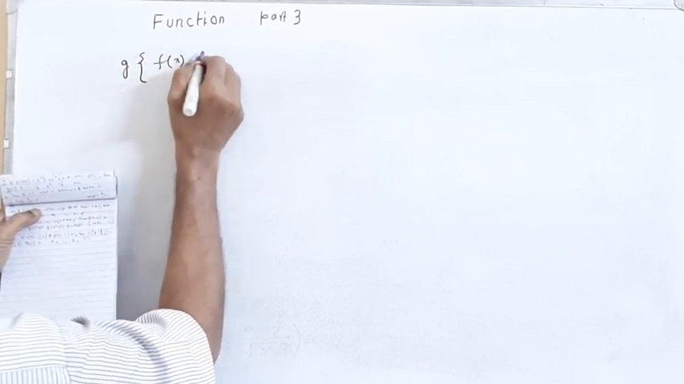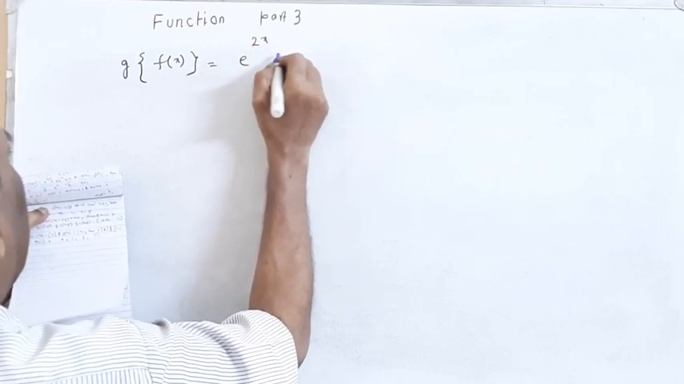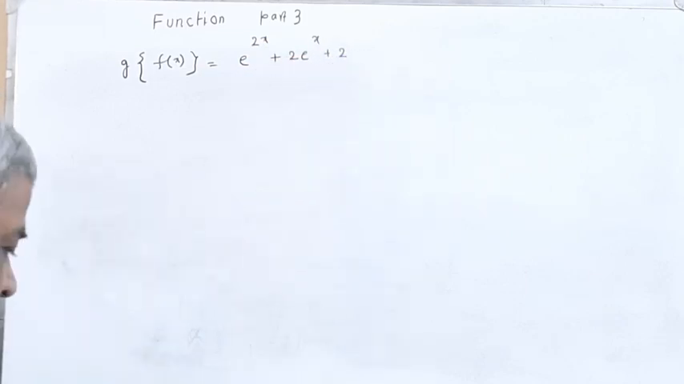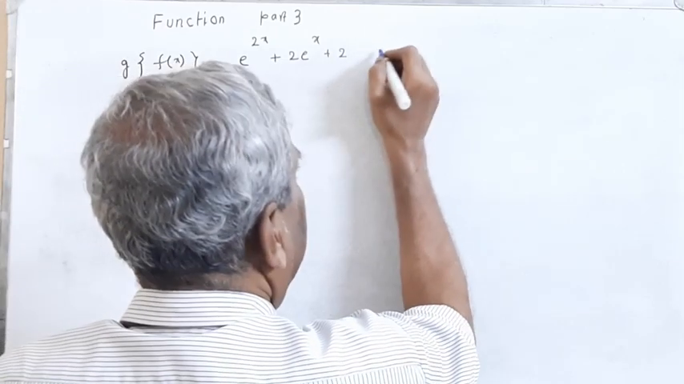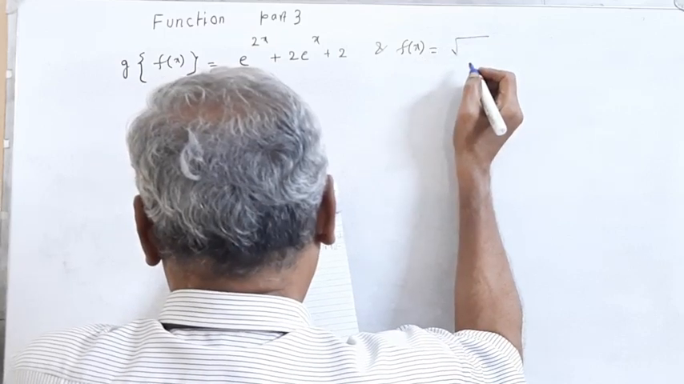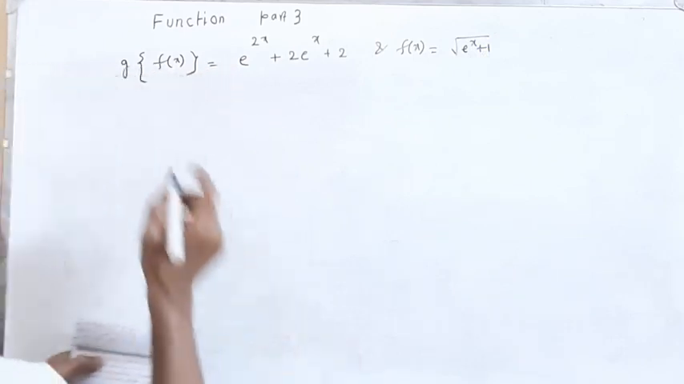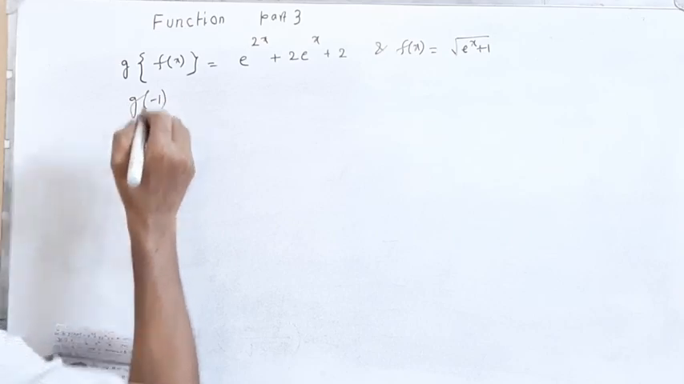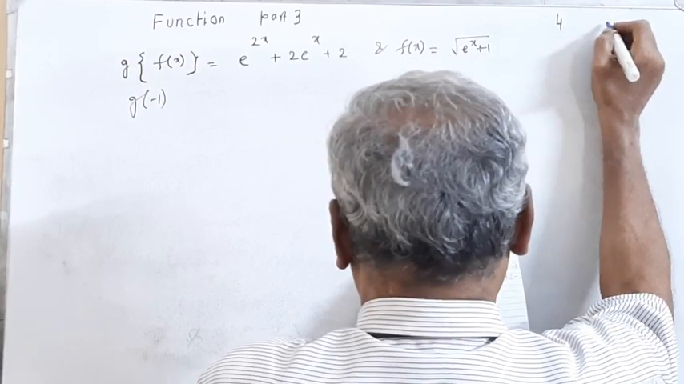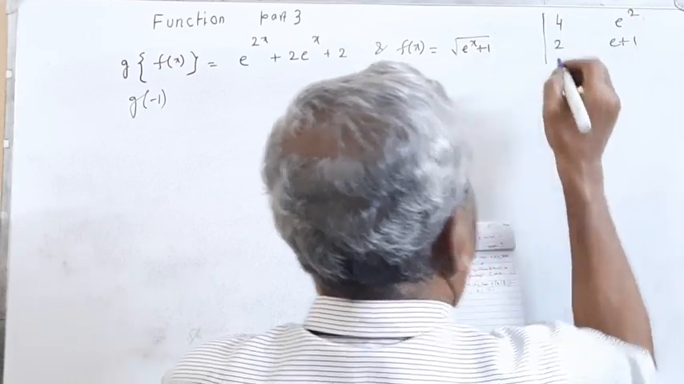If g of f(x), a composition function, is equal to e to the power 2x plus 2 e to the power x plus 2, and f(x) is equal to root of e to the power x plus 1, then find g of minus 1. Options: 4, square root 2, e plus 1. These are the options.